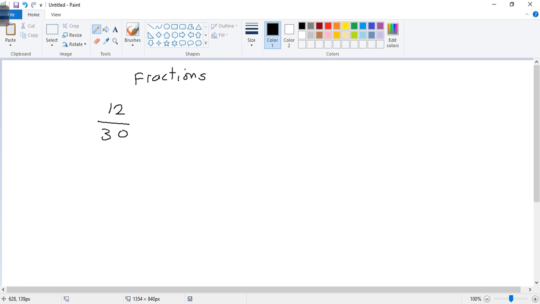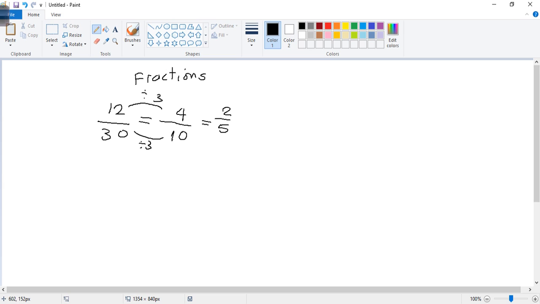If you ask us to simplify this fraction, it means we have to make it into its simplest form. To do that, we divide by 3. 12 divided by 3 is 4, and 30 divided by 3 is 10. Can we divide again by 2? Yes, it will be 2 over 5. This is the most simplified fraction.